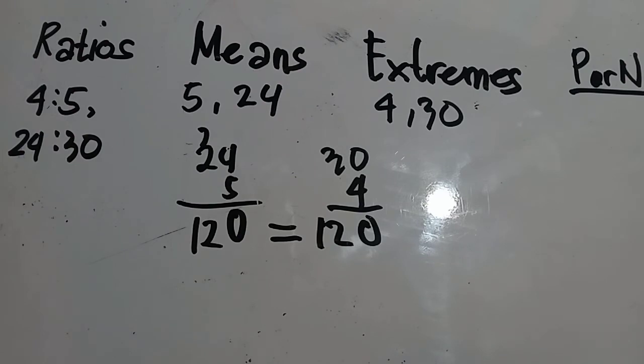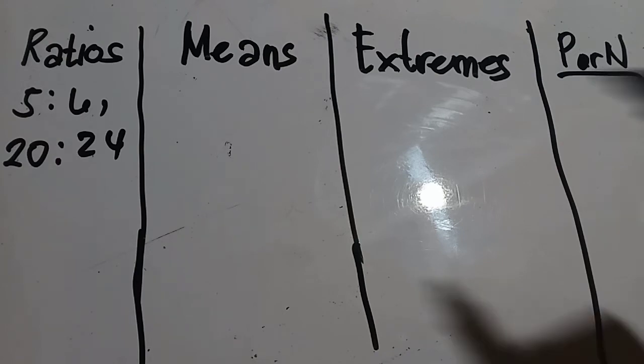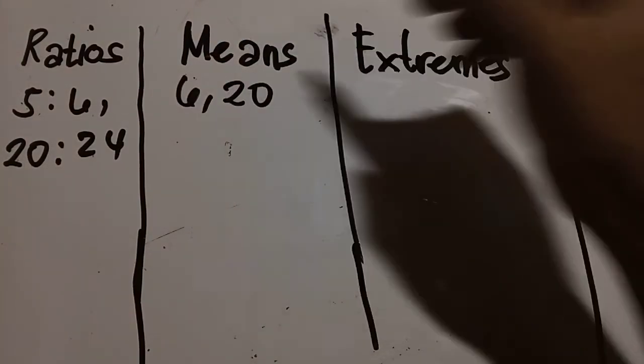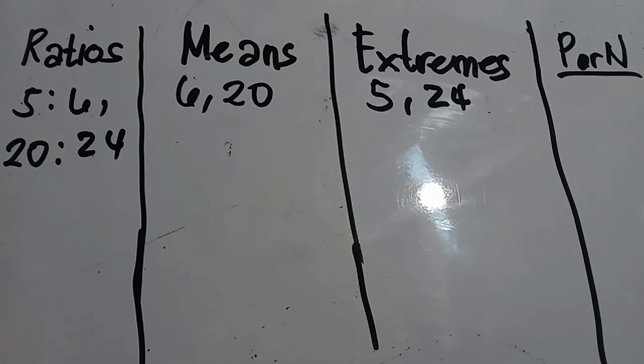So, ibig sabihin, ang ating two ratios or ang ating problem ay proportion or not? So, that is proportion. Nakuha. Okay, next. Another example. We have 5 is to 6 and 20 is to 24. So now, what is our means? Ayan. Ano ang ating means dyan? Identify our means. So the inner part, we have 6 and 20. How about our extremes? The outer part, we have the 5 and 24. Is it proportion or not?